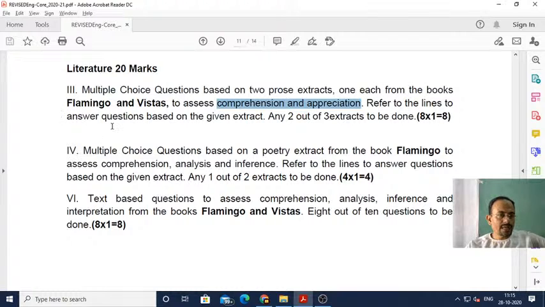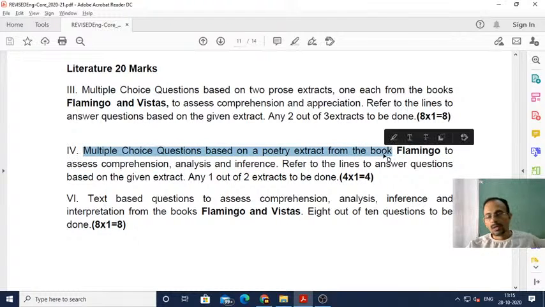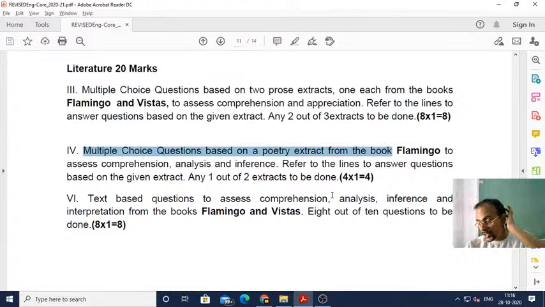Okay, and then the second type of questions in literature will be multiple choice questions based on a poetry extract from the book Flamingo. So the second type of extract questions will be from the poetry, from your Flamingo book. There are several poems given in your syllabus. So based on those poems, there will be extract questions. I think there will be 2 extracts, with a choice between the 2. You've got to answer from one extract only, containing 4 marks.